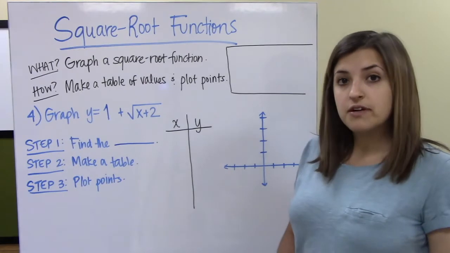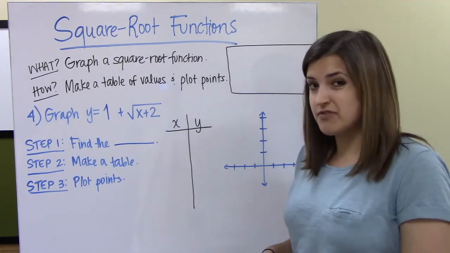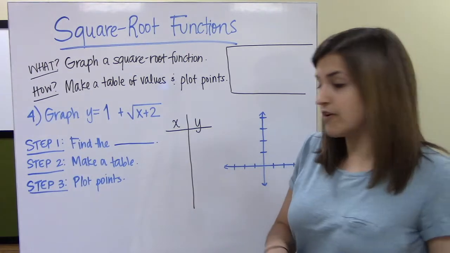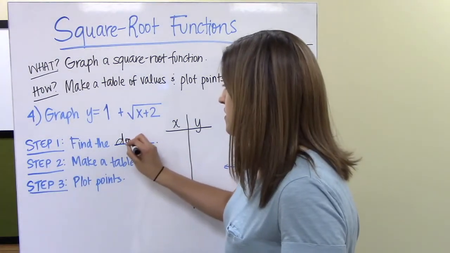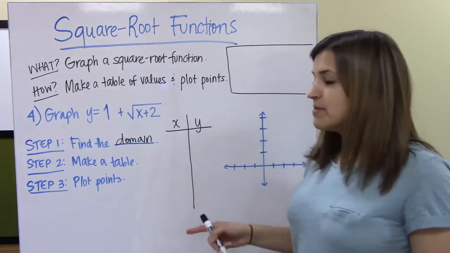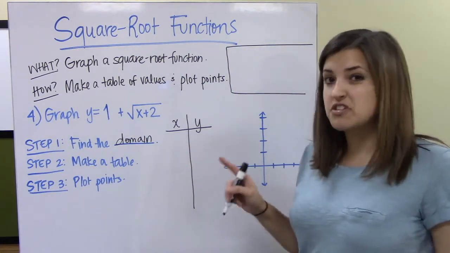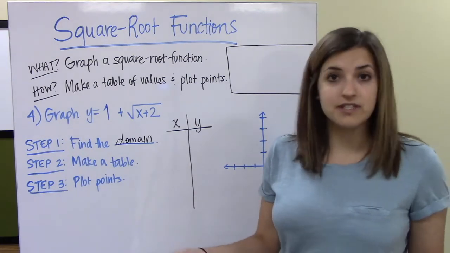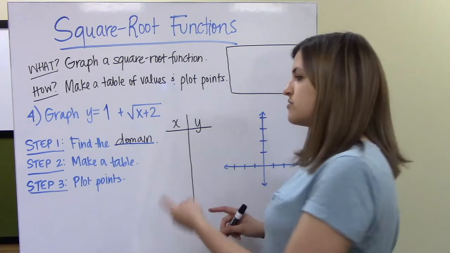Now, before we start, there are a few steps that are a little bit different from graphing other functions. The first one is to find the domain of the function. Our second step is to make a table of values according to the domain. I'll show you what that means in a minute. Our third step is to plot the points that we have in our table. So let's do step 1 on this guy.